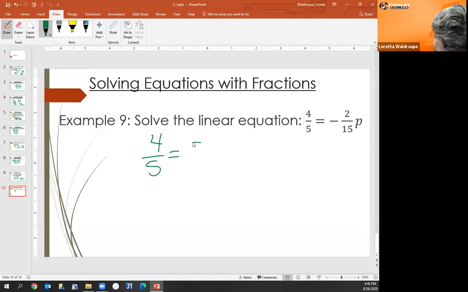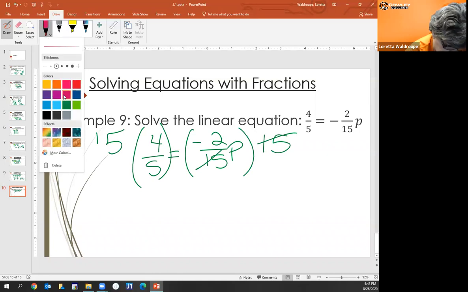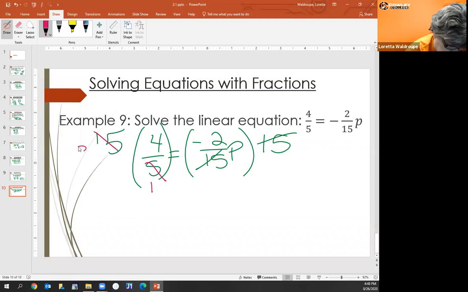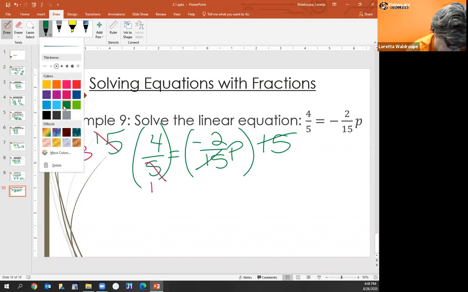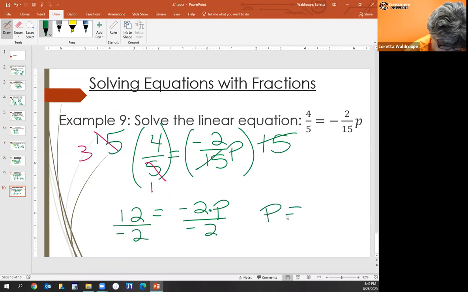(4/5) equals a negative 2/15p. So just like the last one, I'm going to multiply by my denominator first so my 15's cancel. Over on the left, I can say 5 goes into 15 3 times. So 3 times 4 gives me 12 is a negative 2p, and then divide by that negative 2, because remember that's implied multiplication, to get your negative 6.